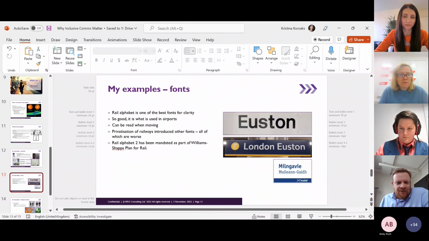So fonts are really important. Obviously, I'll give you a rail example, being in the railway industry.